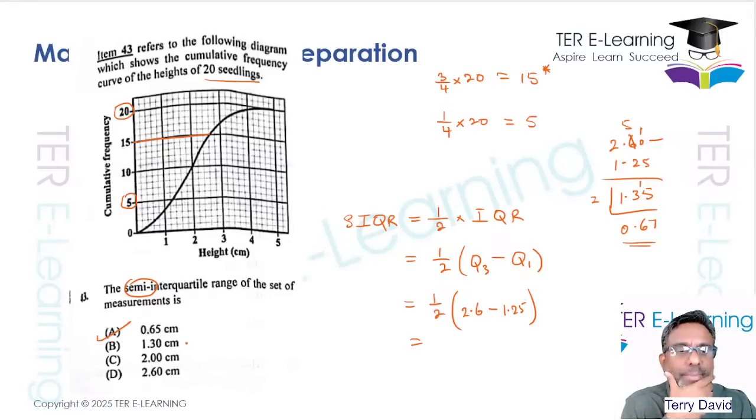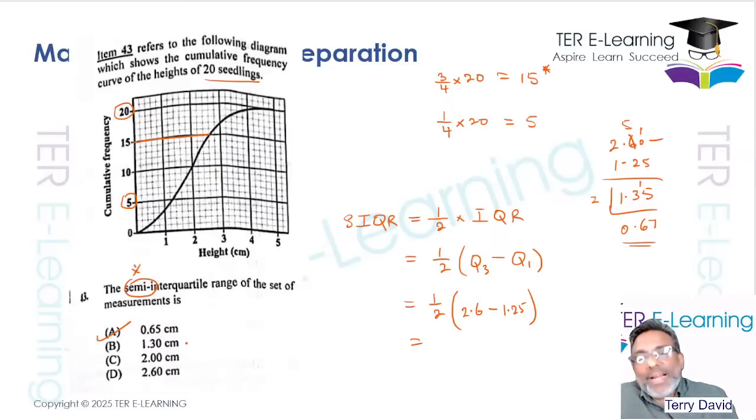I've seen some people saying the answer is B for that one. You see, they're asking for the semi-interquartile range, so it can't be 1.3. The word is semi here. You have to find half of that answer.